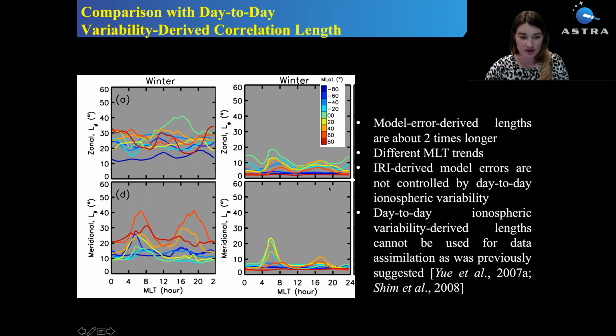The only similarity that we could spot is that meridional correlation lengths from day-to-day variability also had a two-hump distribution. One peak is around sunrise, another is around sunset. But the one at sunrise was usually much higher than the one around sunset. So we can conclude that the day-to-day variability derived correlation lengths cannot be directly used for data assimilation because they look so much different than the ones derived from the IRI 2016 model.